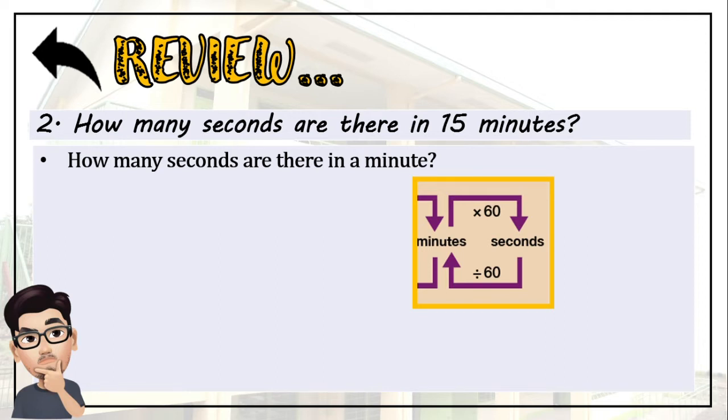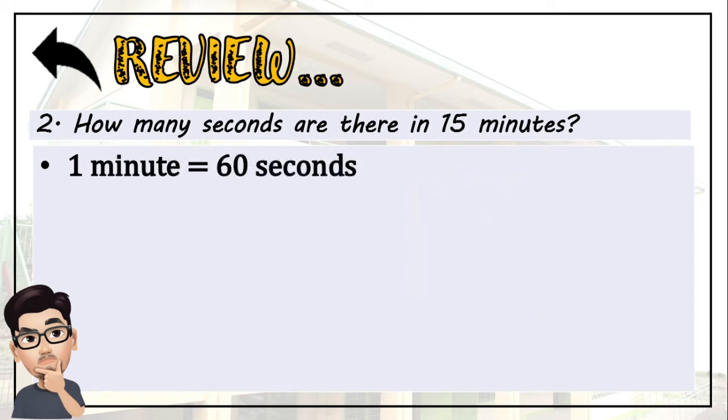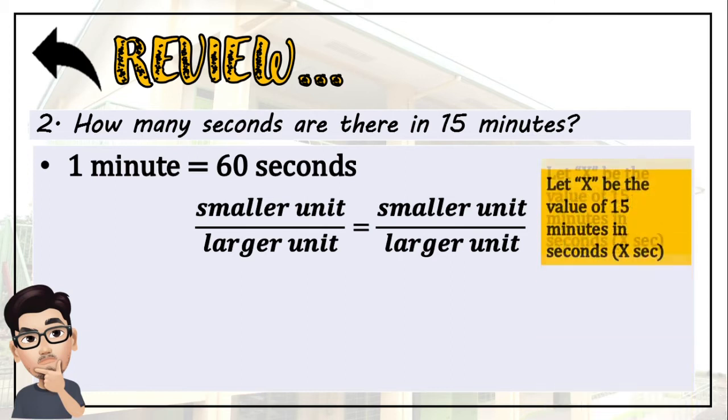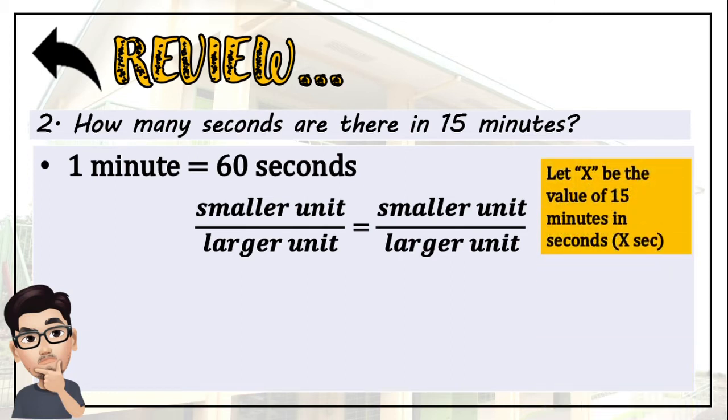So 1 minute times 60 is equal to 60 seconds, meaning we have the conversion fact 1 minute equals 60 seconds, and this is what we're going to use to proceed on the next step. Conversion of 15 minutes, which will lead us to letting x be the value of 15 minutes in seconds.